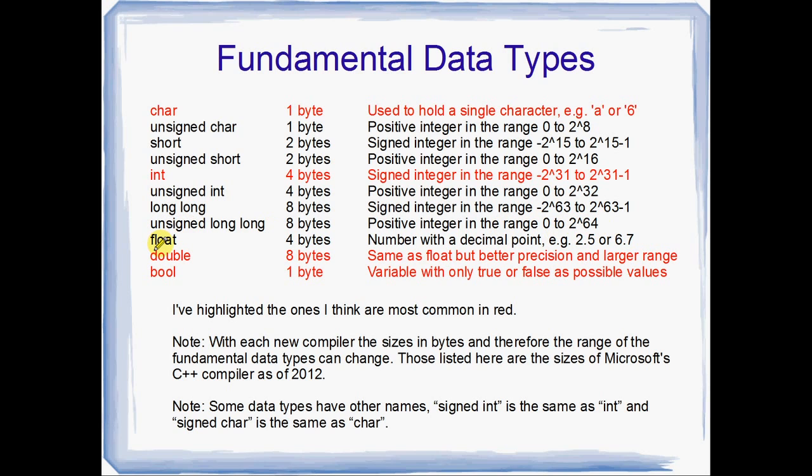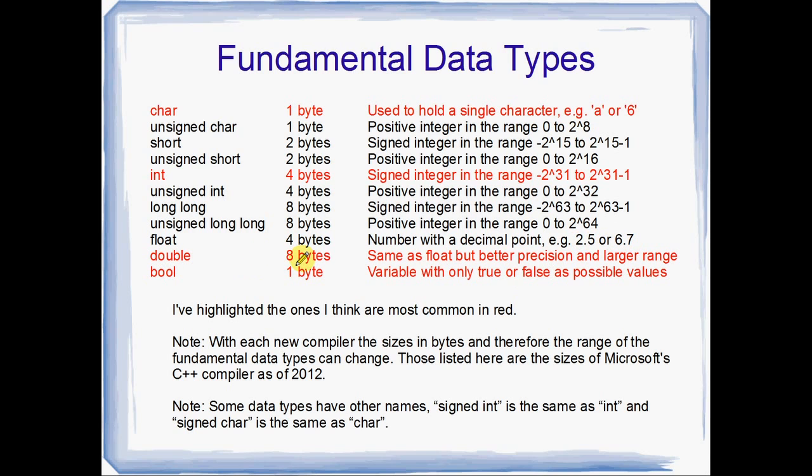And next we've got the floating point types. So we've got float, which is a 4-byte float, or 4 bytes of memory will be used to store a float variable. And this is a number with a decimal point, e.g. 2.5 or 6.7. So I should have actually put F's here, because floats you should always finish with an F, so 2.5F or 6.7F would be a float. Whereas what I've written here, 2.5 or 6.7, will actually be read by the C++ compiler as a double.